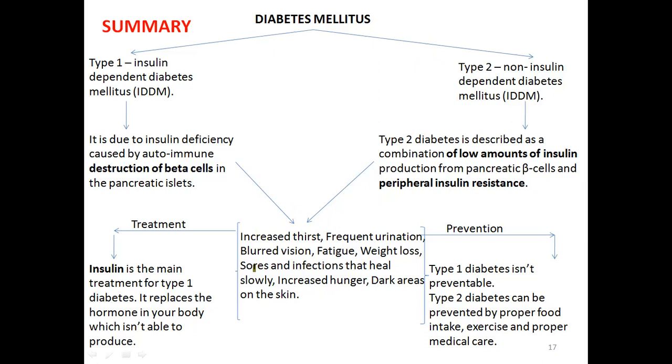Type 1 diabetes has to be treated with insulin treatment, and type 2 diabetes is very much preventable, and if one gets it, one can manage it through exercise and a proper healthy diet. The symptoms are similar in both cases.